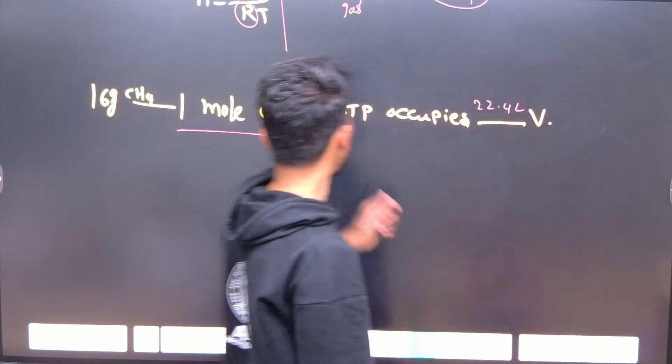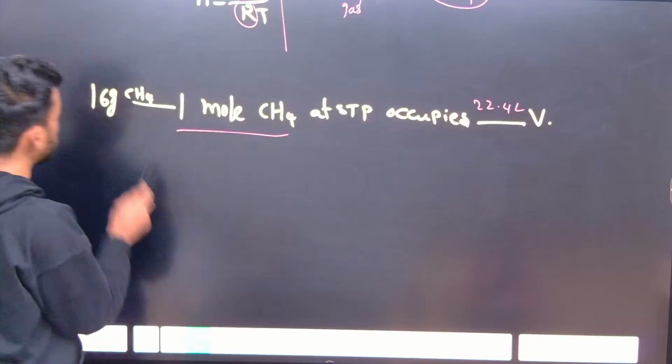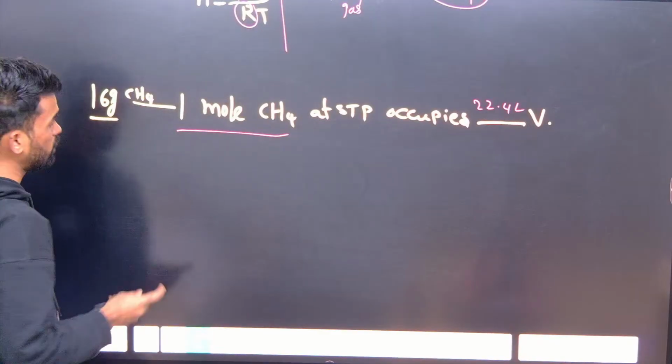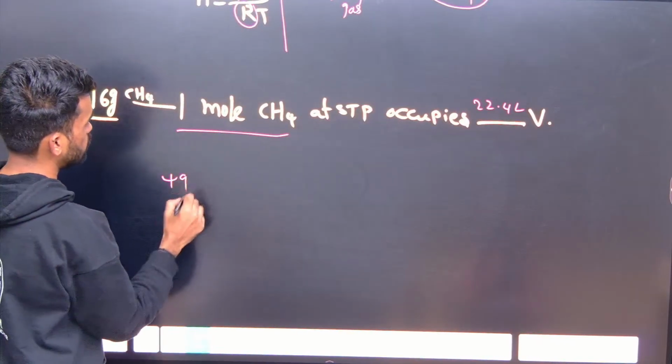Okay. So now tell me one more thing. Now instead of saying 16 grams, I am giving you 4 grams of methane at STP. It occupies how much volume? So how do you do this? 4 grams. Now first calculate the number of moles.